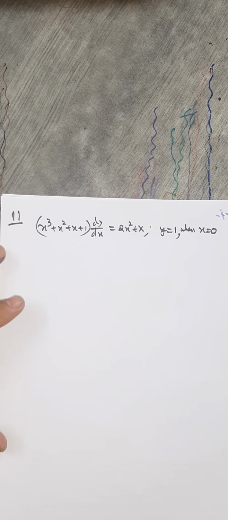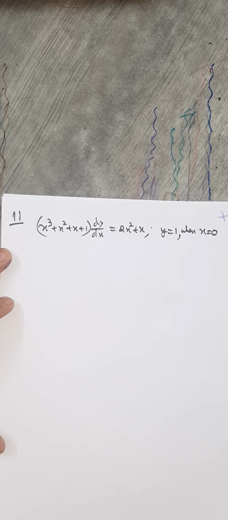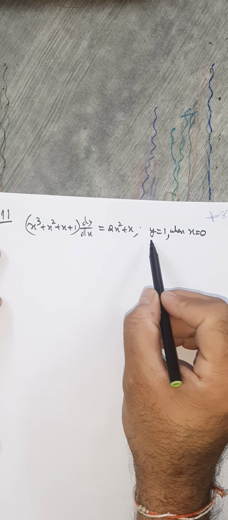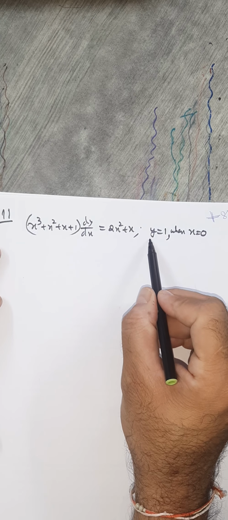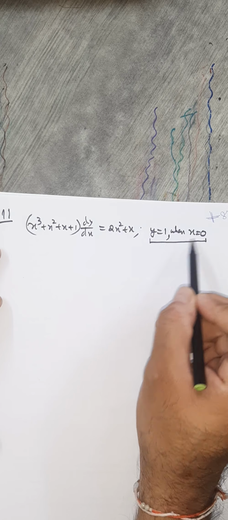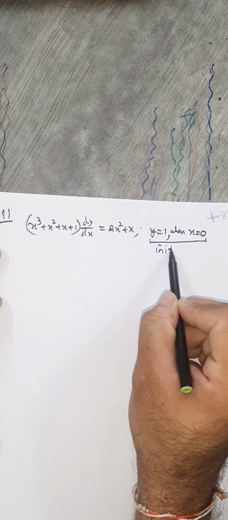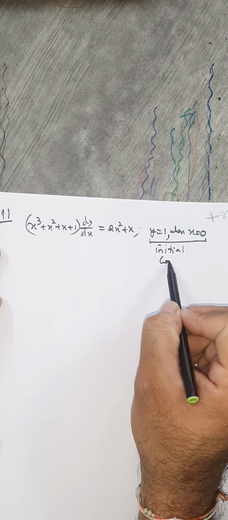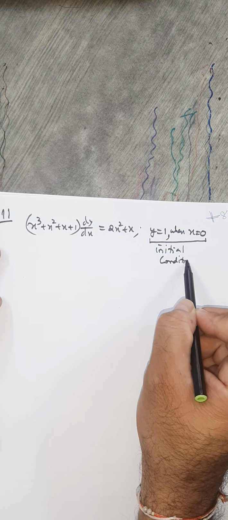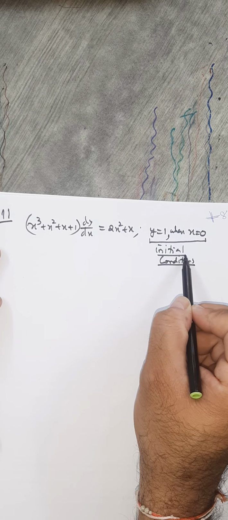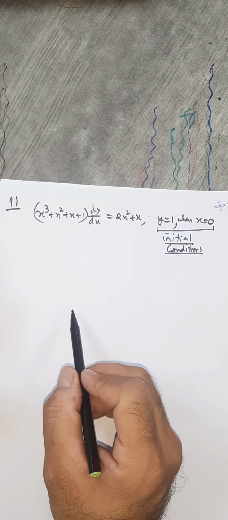We go to question number 11 now, 11 to 14. In this question you are asked to find the particular solution satisfying the given condition. So we use this condition at the end. This is sometimes called initial condition. We use these conditions and we find the value of that constant c.